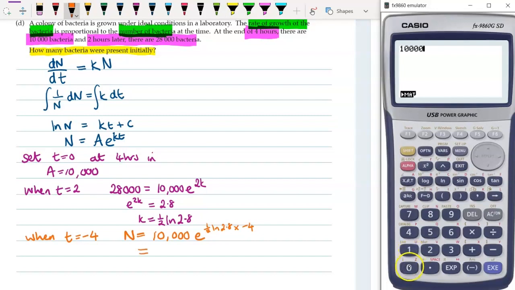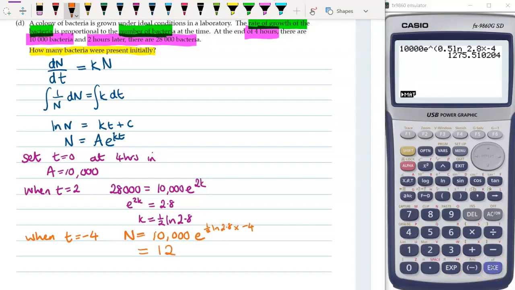So 10,000 and then 0.5 natural log 2.8. We're going to times that by -4. And that equals 1,276.